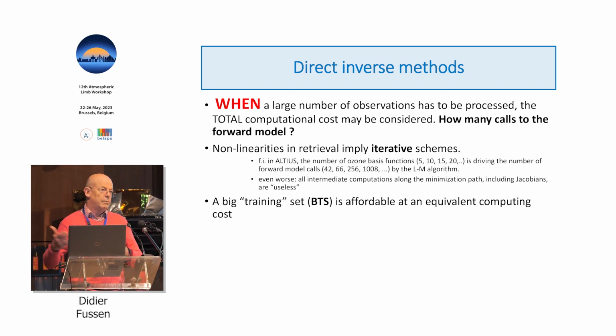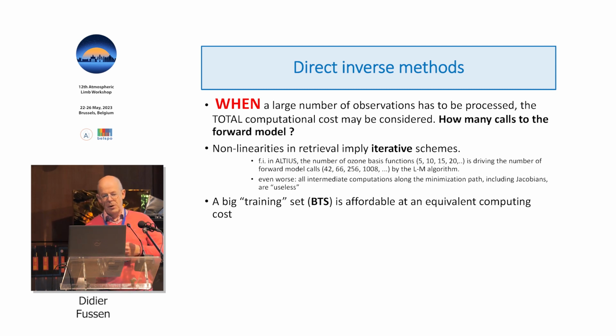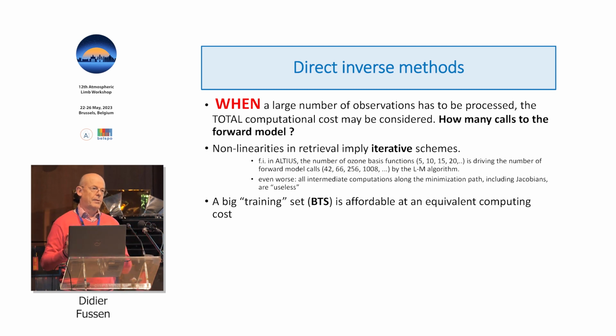And mostly, if you compute Jacobians, whatever, you don't record the function calls. So actually, they are useless. You are just interested in the solution. So there is some waste of calls to the forward model. And you should also consider this with respect to what I call a big training set, a huge ensemble of forward model simulations, to check whether it's cheaper or not compared to a global processing.